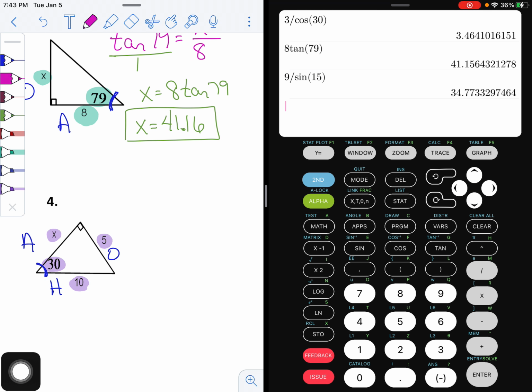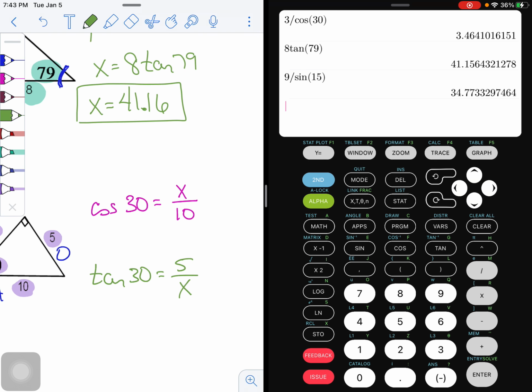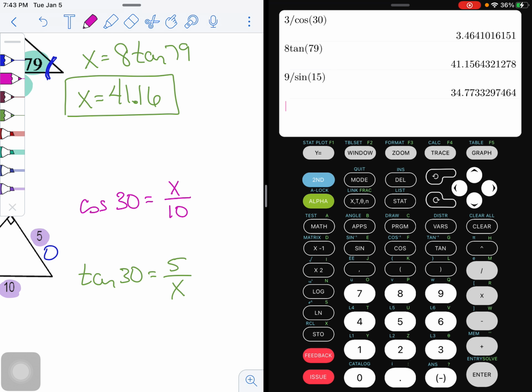So either you can set up sine of 30 equals, wait a minute, no, I just said we couldn't use opposite and adjacent. Hold on, back up. How about cosine, which would be adjacent over hypotenuse? Or we could set up tangent of 30, which would be opposite over adjacent. Now, whichever one floats your boat, because here's the thing, both of these are going to give you the same exact answer. If we cross multiply in the first case with cosine, we would get x equals 10.